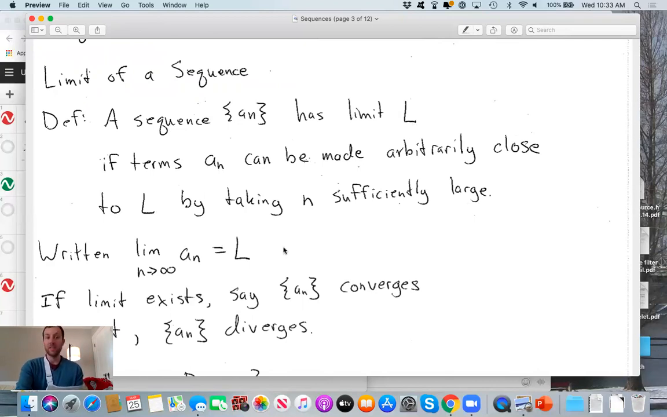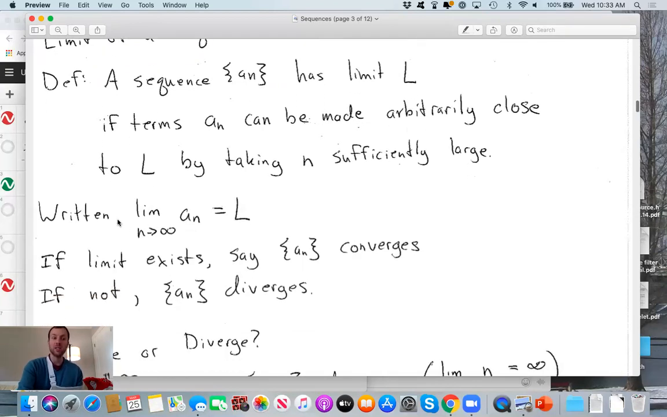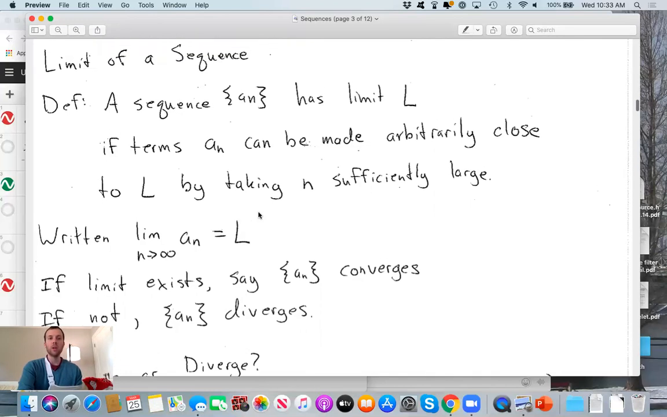And if this happens, if the sequence a sub n has limit L, then we'll write this as the limit as n goes to infinity of a sub n equals L. So talking about limits of the sequence, it's very analogous to when we were talking about limits at infinity of functions.